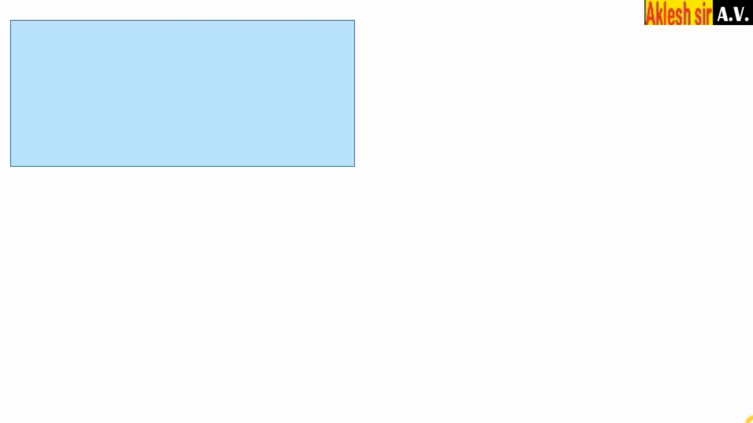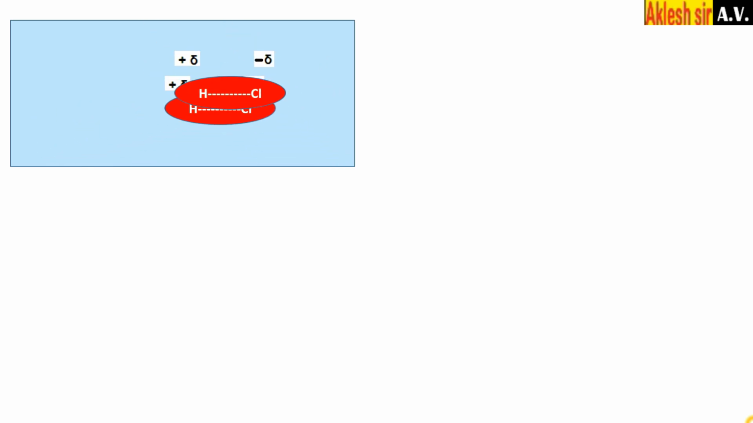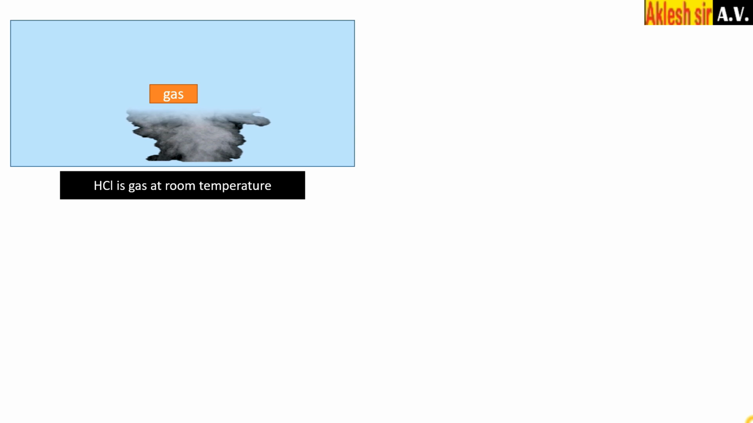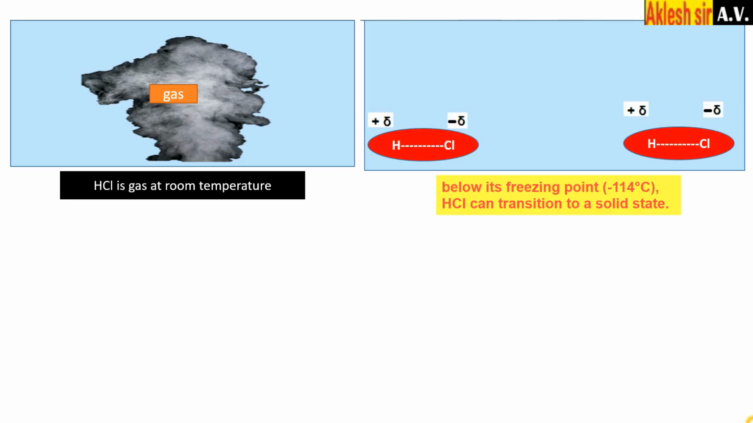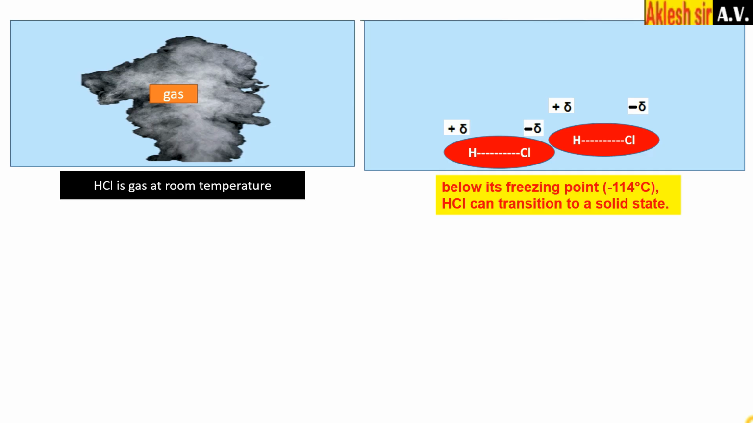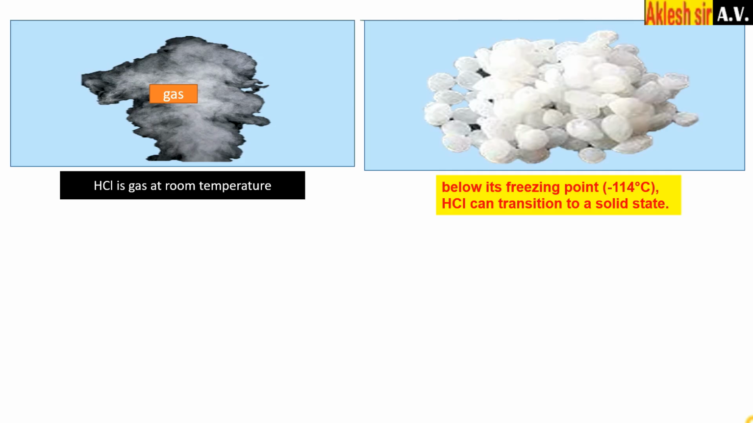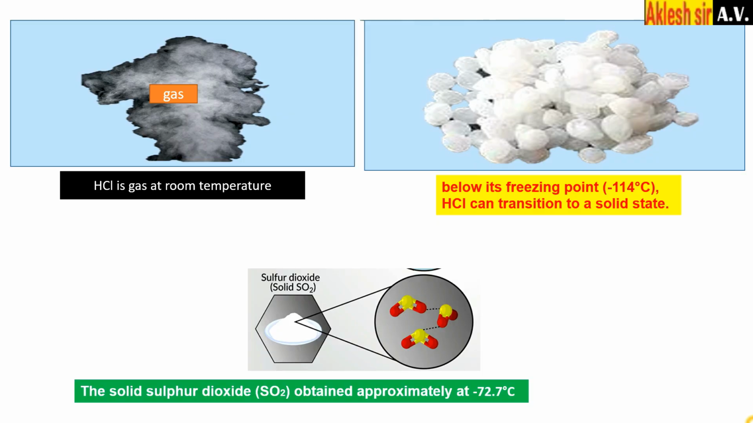Due to the weak intermolecular force of attraction between HCl molecules, HCl is a gas at room temperature. Below its freezing point of -114 degrees Celsius, HCl is a solid. Solid sulfur dioxide, SO2, is obtained at approximately -72.7 degrees Celsius.